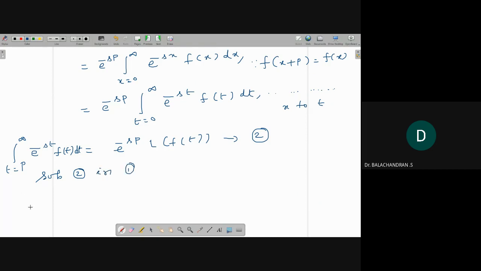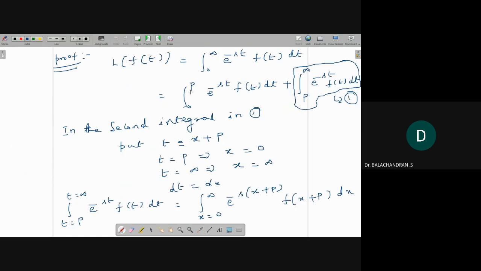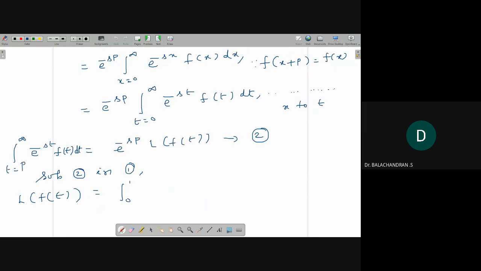We have, what is the left hand side? L of f of t is the left hand side. Right hand side, the first integral is what? Integral 0 to p e power minus st f of t dt. Actually, this is the first integral, and the second integral is equal to what? e power minus sp into L of f of t.